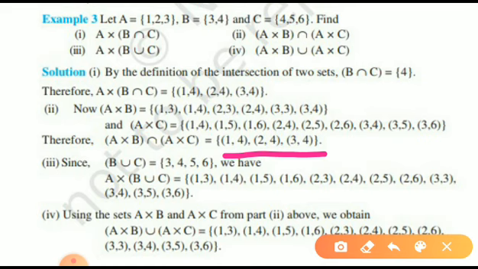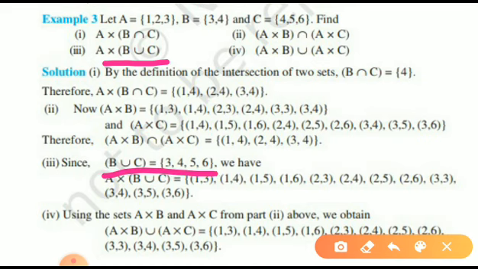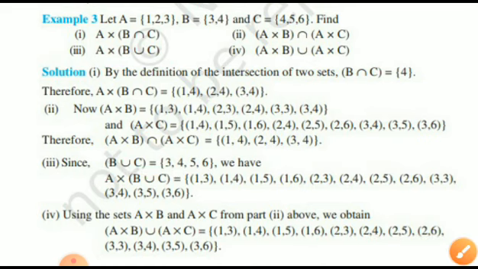Okay. Third question. B union C is given to be {3, 4, 5, 6}. Okay. That means what we need to find here is A cross (B union C). So B union C, you can find it first and then take a cross product with A. Okay. Clear? B union C and then take your cross product with A.